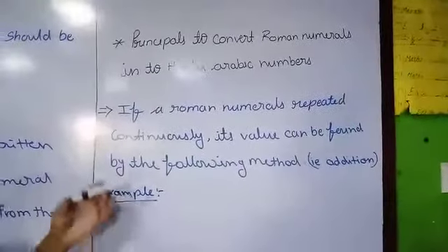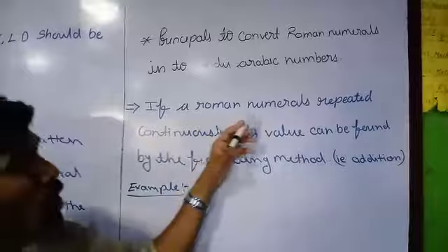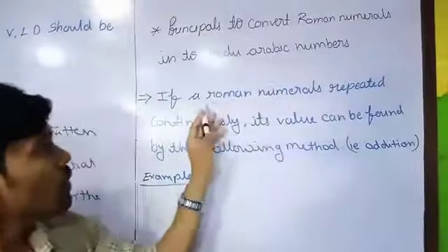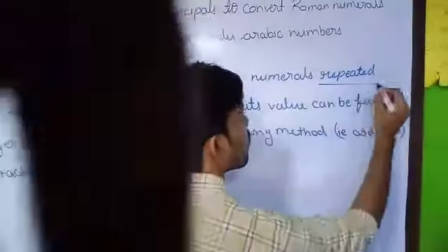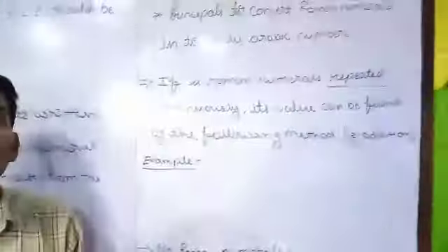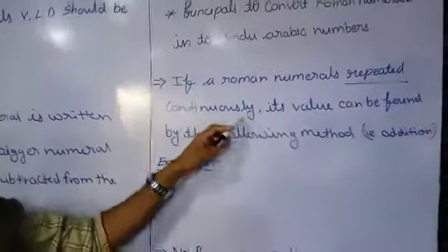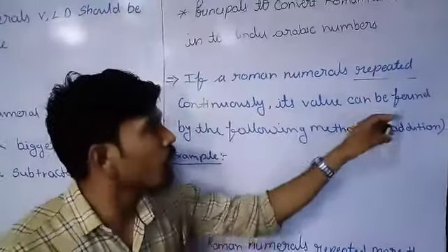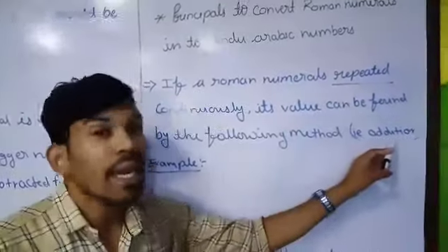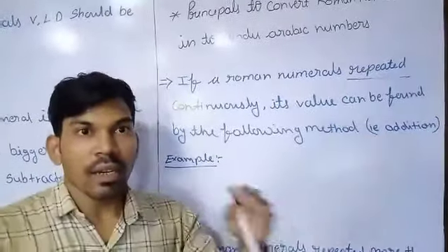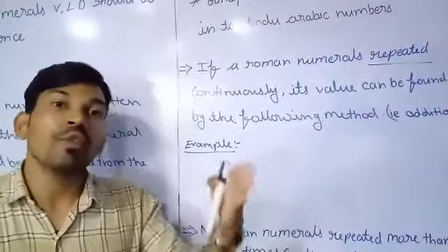The first one: if a Roman numeral is repeated, repeated means 2 times, 3 times, continuously, its value can be found by the following method. That is nothing but addition. Means if the symbol is repeated, we are going to add it.